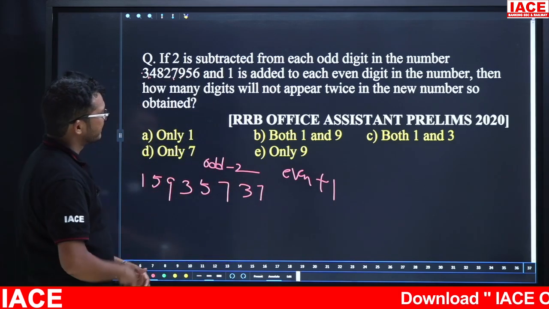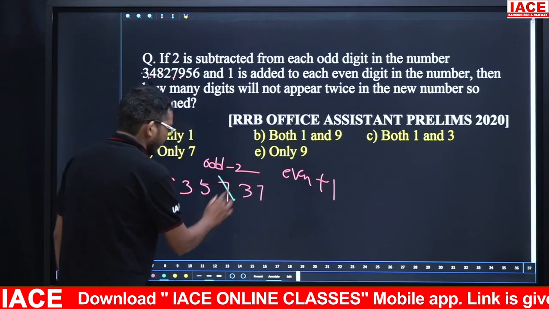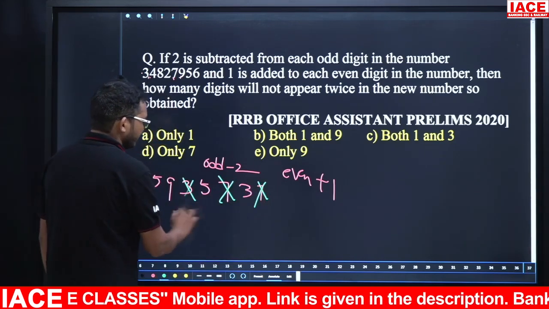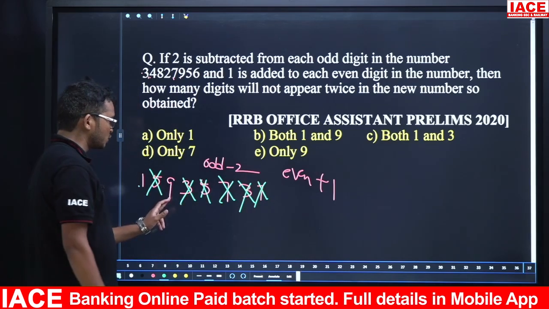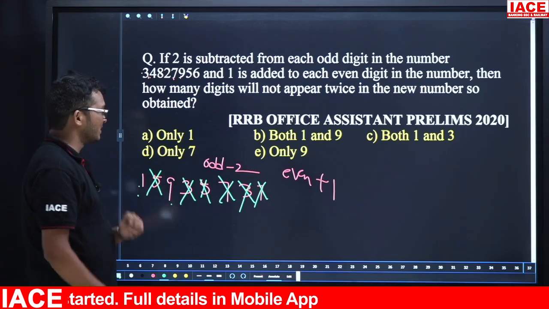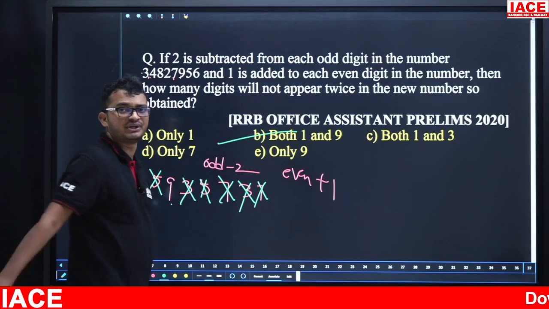Question is, how many digits will not appear twice? So here 7 appeared twice, no chance. 3 appeared twice. Next, 5 appeared twice. 1 and 9, these two digits appeared only once. So the answer is both 1 and 9. So the answer is option B.